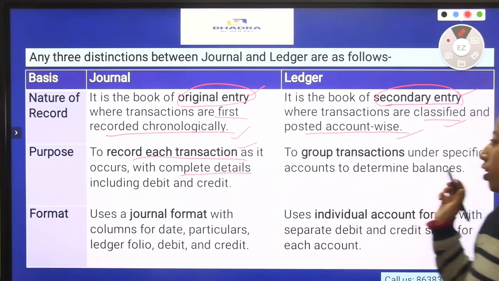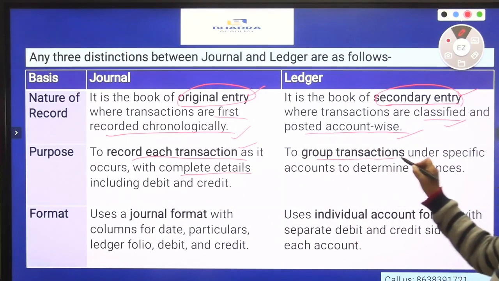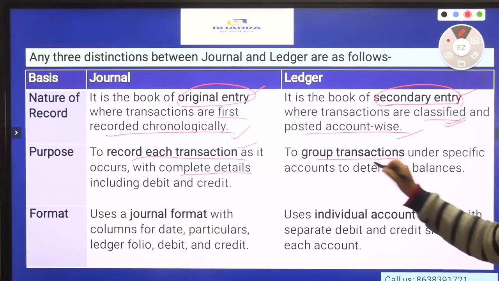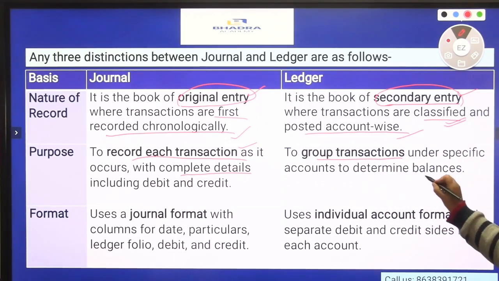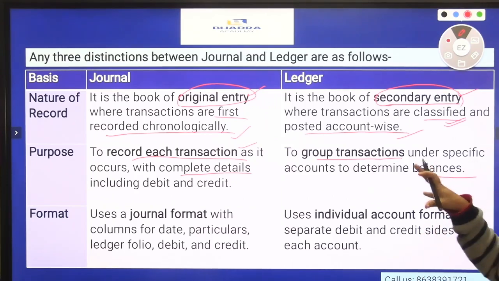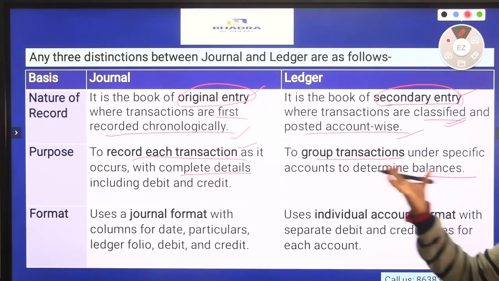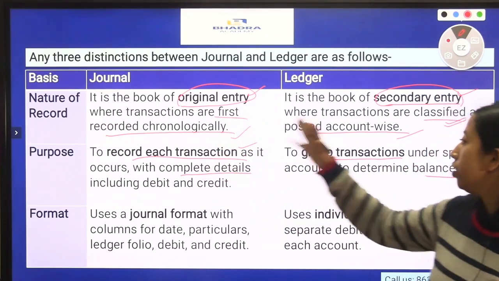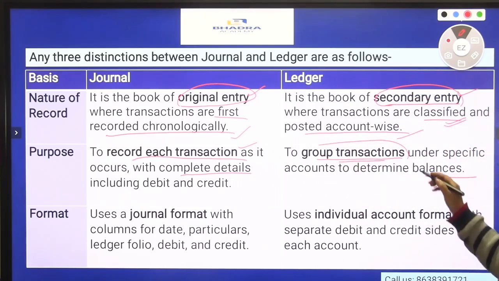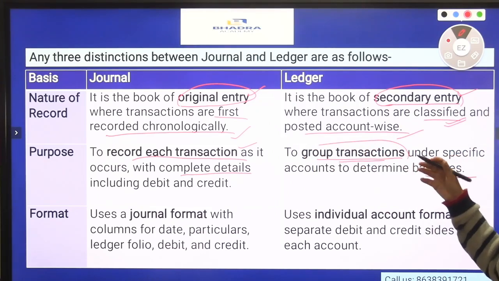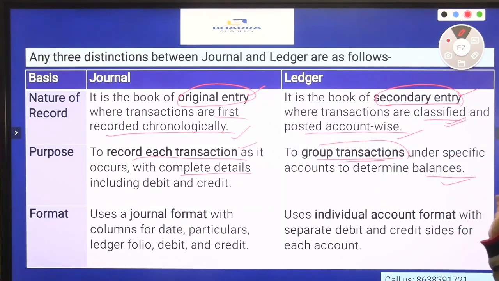The purpose of ledger account is to group transactions, like classifying. So to group transactions under specific accounts to determine the balances, so that at the end of a year or at the end of a month we will have the balance of each account. Each account means grouping all the transactions made in the journal. Grouping them is known as ledger posting. And why do we group them? To find the balance of each account. So this is the purpose of preparing ledger accounts.